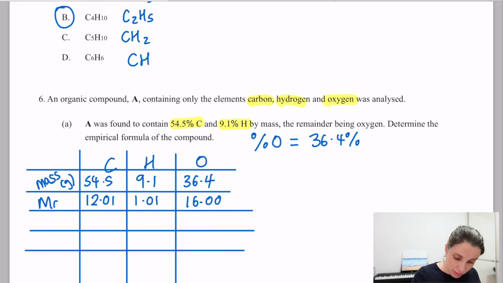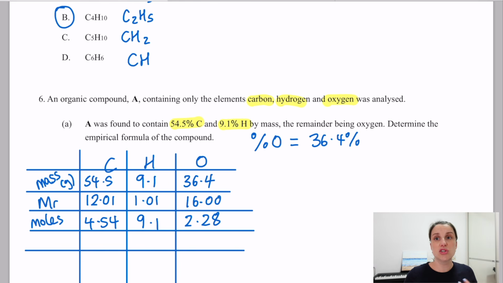So to work out the moles of each of these, we're going to do moles equals mass divided by formula mass. So I'm going to do 54.5 divided by 12, which gives me 4.54, then 9.1 divided by 1, which gives me 9.1 still, and then 36.4 divided by 16, which gives me 2.28. So these are the moles. So all we need to do now is look at the ratio between these.